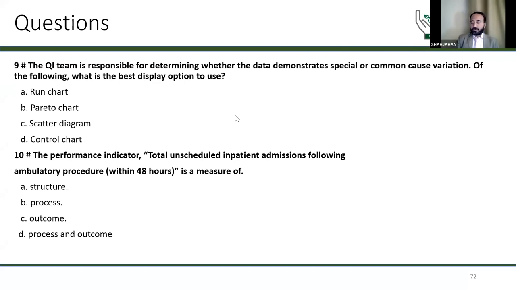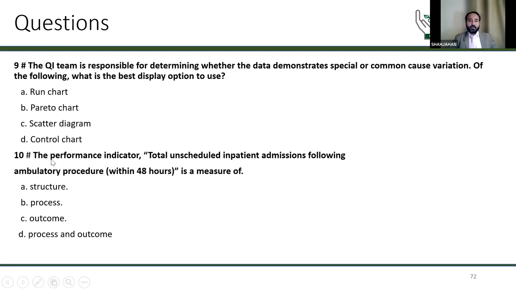Okay, so as we discussed before, the easiest chart to understand common cause variation or special cause variation is the control chart. Because in a control chart we already make the upper and lower control limits. So when it crosses those limits, we can see that this is a special cause variation, or this is the normal cause variation. As we are saying we want to see the common cause variation, it's easy to use the control chart.